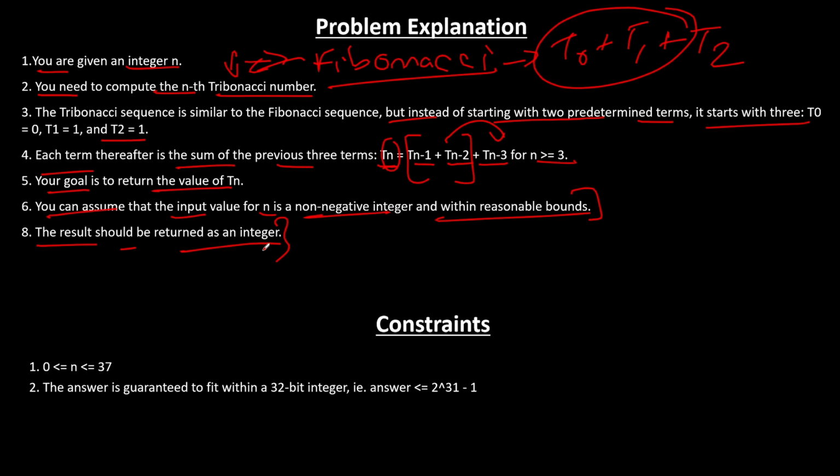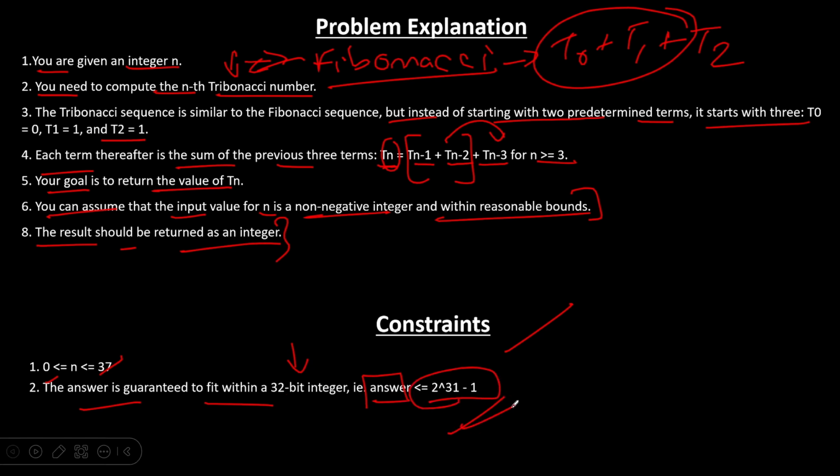As we know about Fibonacci, we can jump into Tribonacci. The constraints of the problem are that n is from 0 to 37, and the answer is guaranteed to fit within a 32-bit integer, that is, up to 2 to the power 31 minus 1. I hope you understood the problem explanation. Let's move to the next slide.